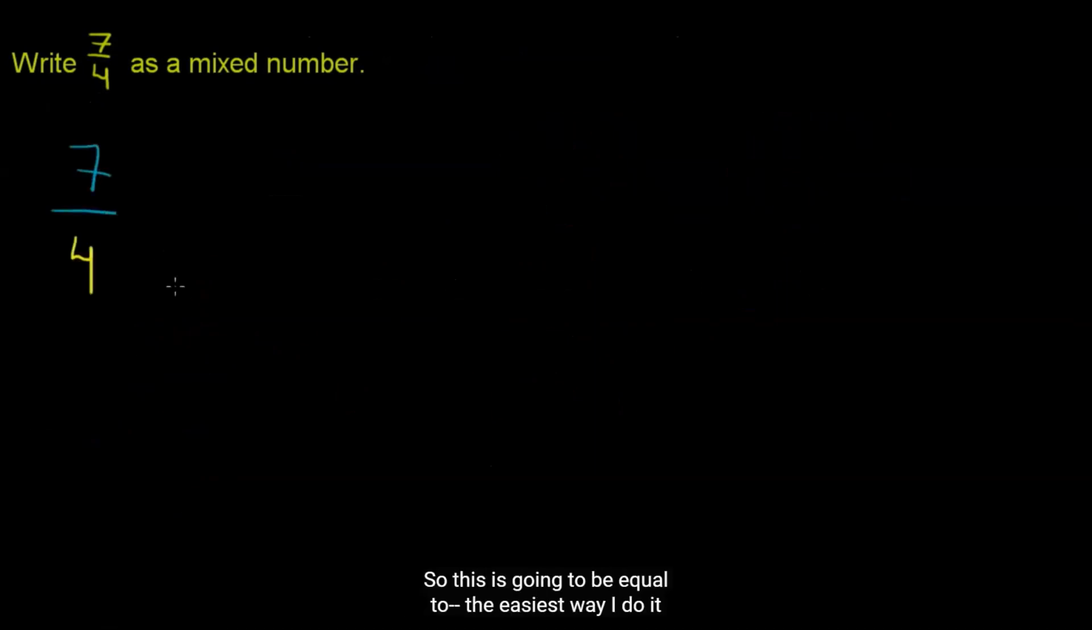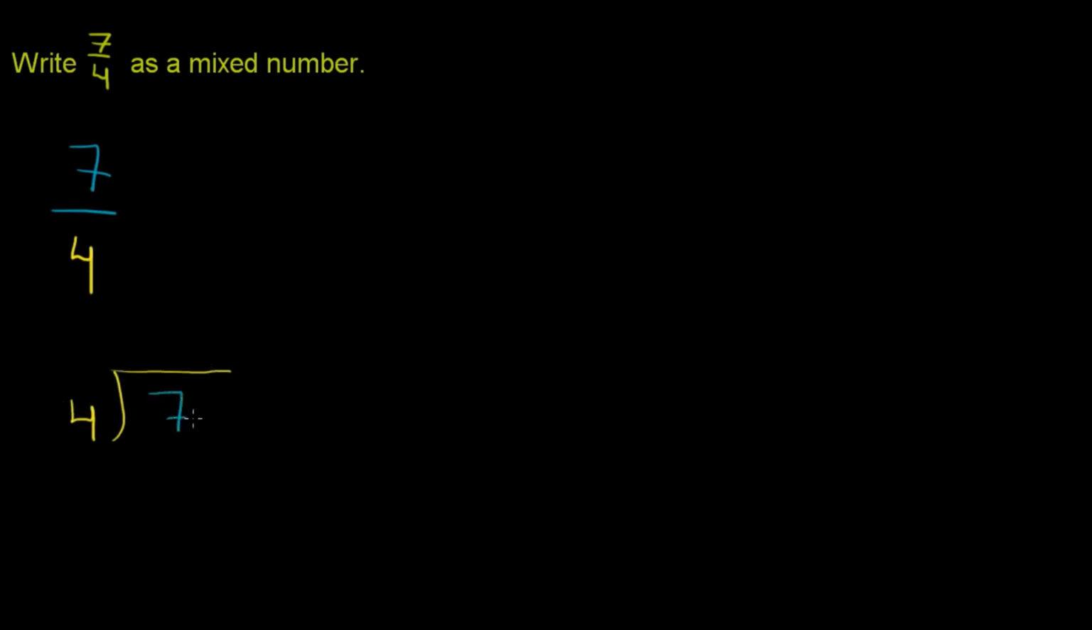To figure out what 7/4 represents as a mixed number, the easiest way I do it is you take 4 and you divide 4 into 7. If we're dealing with fourths, 4 goes into 7 a total of 1 time. 1 times 4 is 4. And then what is our remainder? 7 minus 4 is 3.